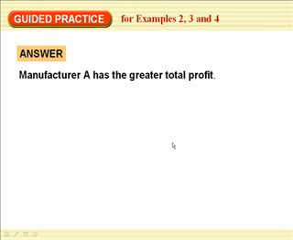Alright, so you're adding. Remember the rules: when the signs are the same, you just add them and the sign stays the same. When the signs are different, you subtract them and it's the sign of the bigger number.